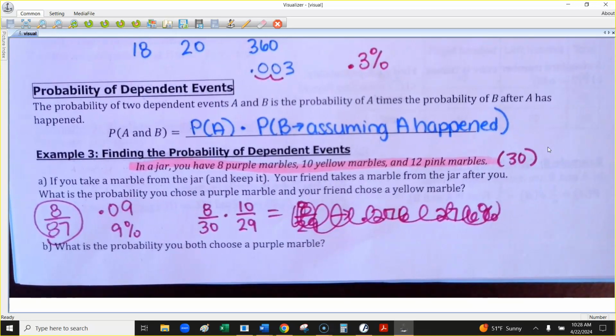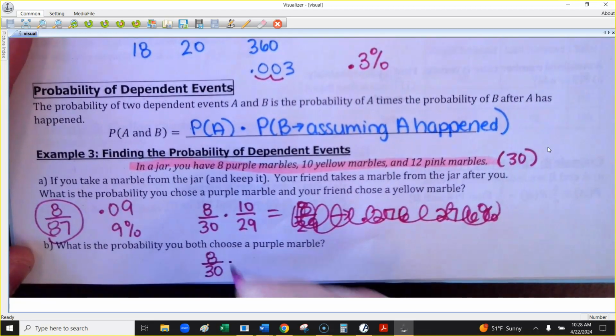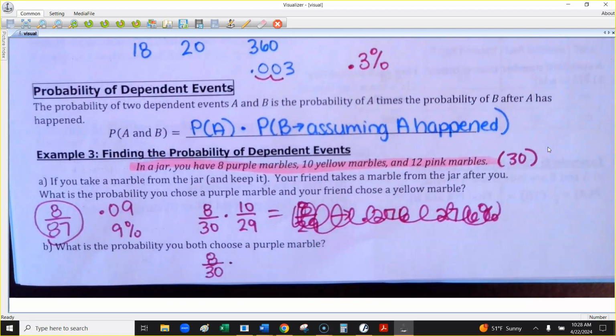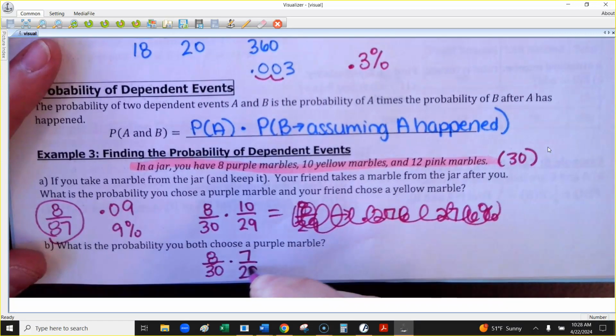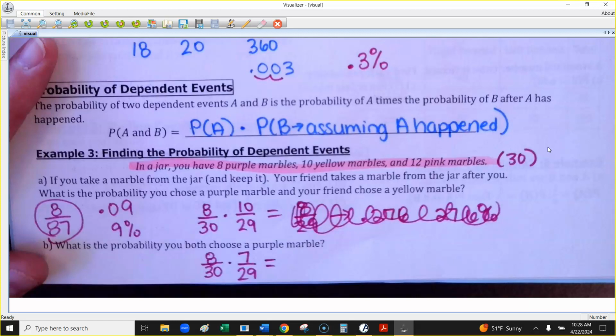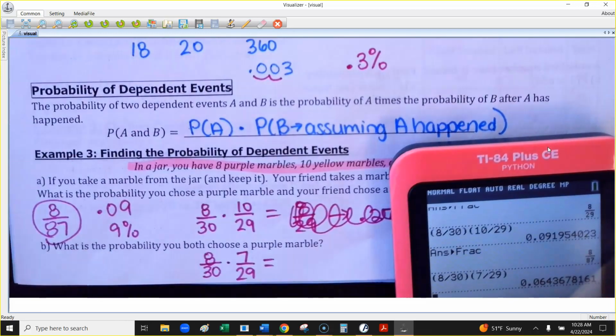Okay, now, what's the probability we both choose a purple marble? So you walking up and choosing a purple marble is identical. What would be the probability if you chose a purple marble, the person after you would choose another purple marble? 7 out of 29, because you're assuming that you held the purple marble out, so now there's only 7 left. And I'm going to try and multiply this correctly. So 8 out of 30 times 7 out of 29. And you guys can see it's a super tiny number.